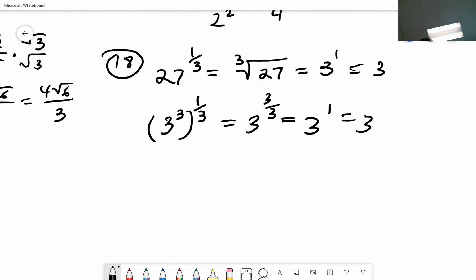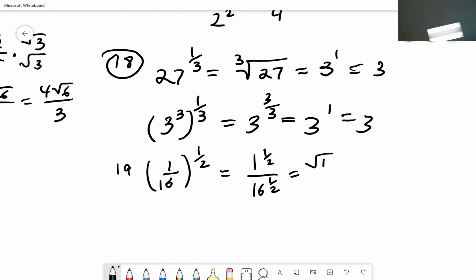All right, let's do 19. 19 says 1 over 16 to the half. Well, that is 1 to the half over 16 to the half. Well, what's 1 to the half? It's the square root of 1. What's 16 to the half? That's the square root of 16. Well, that's 1 over 4.